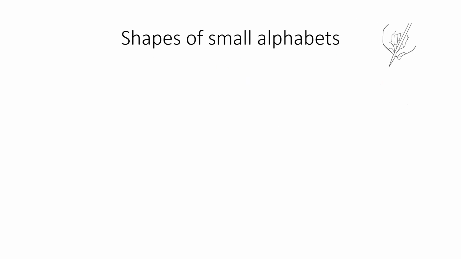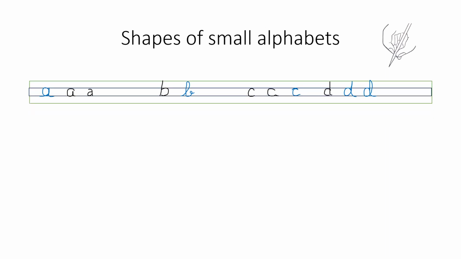Let us now discuss the shapes of small alphabets. A. Look, this A is fast and is written in a special way which is not commonly used. It begins at this. This is A. It goes like this. A is like this. A again like this.